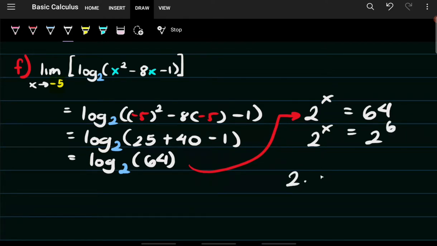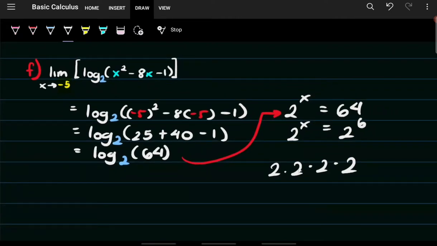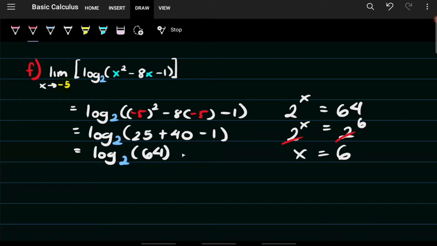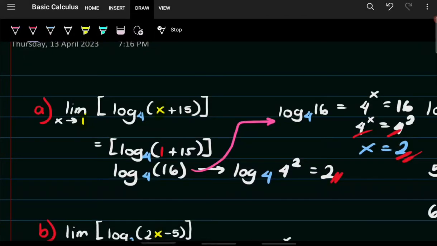So, let's double check. 2 times 2 is 4, times 2 is 8, times 2 is 16, then 32, and then 64. 1, 2, 3, 4, 5, 6. Yes, so that is our exponent. Meaning, common base, equate the exponents, x is equal to 6. So the final answer is 6. That's the logarithm of 64 base 2. And that's it. That's the limit of a logarithmic function. Okay? So next one, last one.